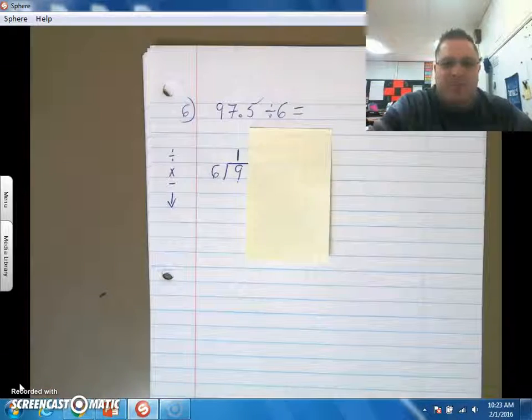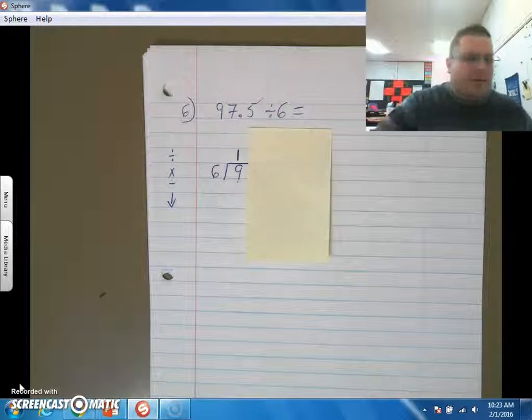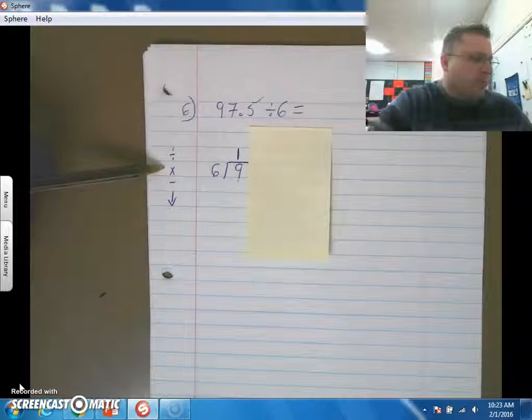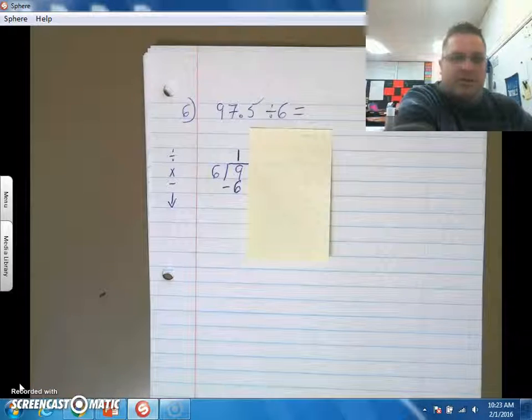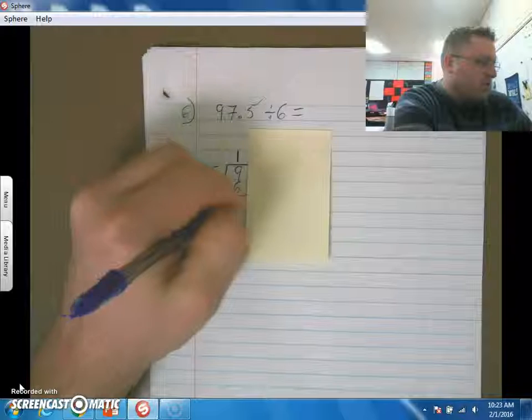If you guys get sloppy in your work when it's off, when you bring that decimal up, it would totally mess your problem up. So 9 divided by 6 was 1. We multiply. 1 times 6 is 6. I subtract. 9 minus 6 is 3.